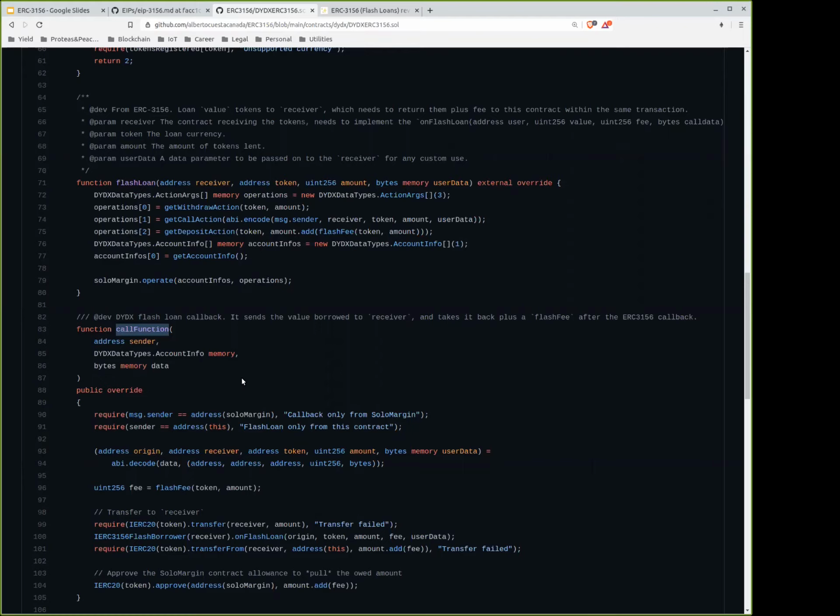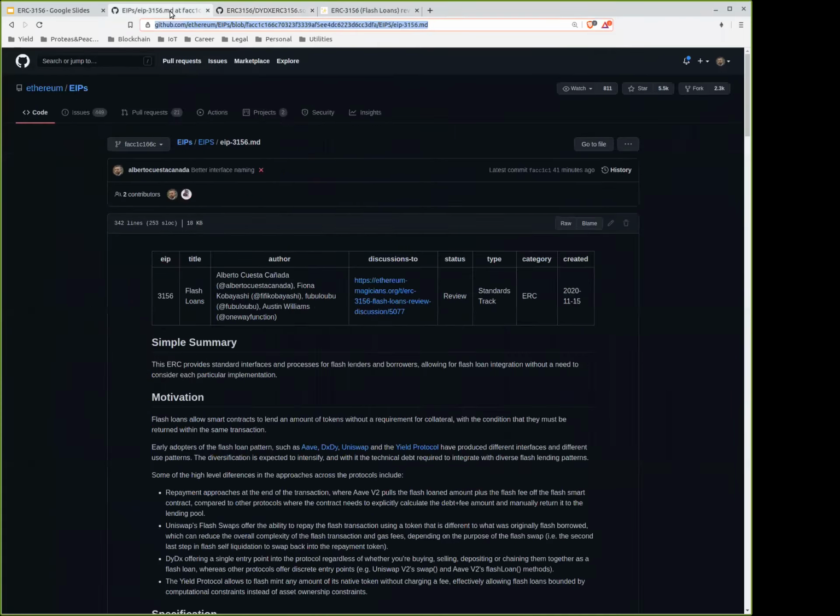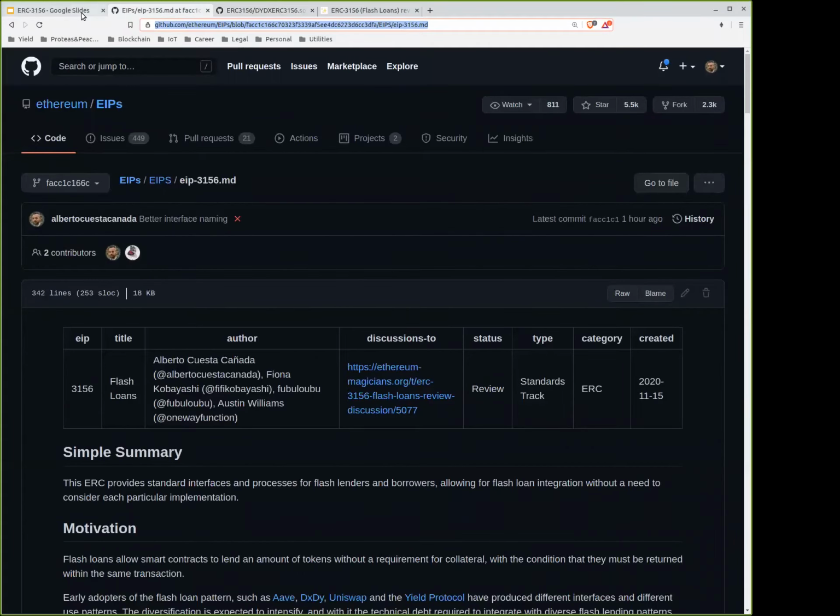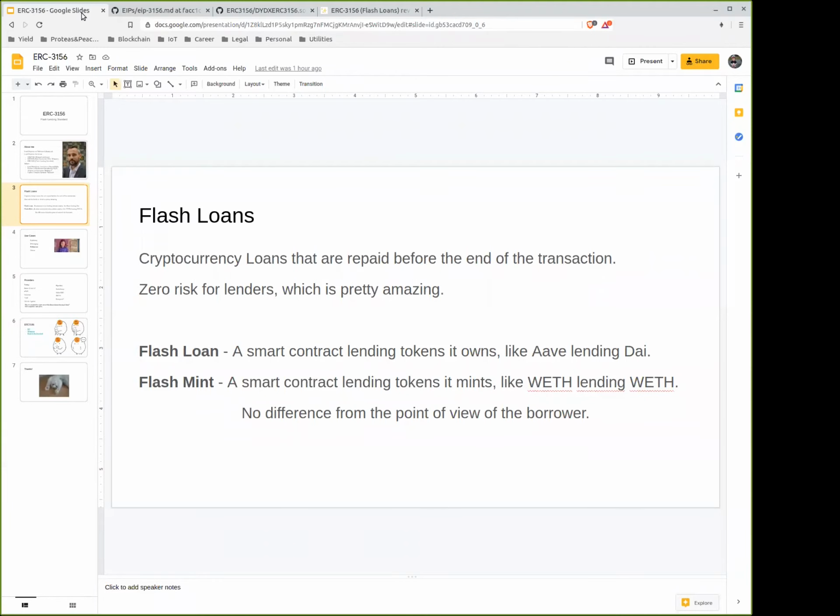You mentioned before that Fubulubu had mentioned to you that he thought this should have a standard. I think we're probably touching on this a little bit as we talk about the data, but what would you say the main rationale for creating a standard around flash loans is? What benefit is there from having a standardized version of flash loans?